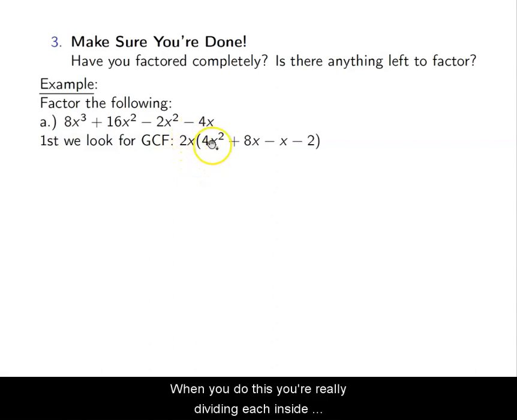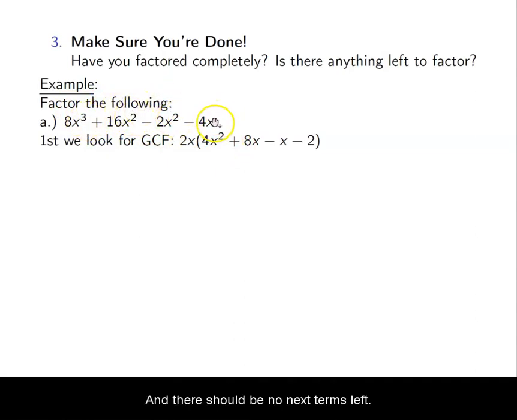When you do this, you're really dividing inside each of the terms by 2x. 8 divided by 2 gives us the 4. 16 divided by 2 is an 8. 2 divided by 2 is 1. 4 divided by 2 is 2. So the 2 is on the outside. If I'm dividing by an x, because that's what I'm pulling out, then it's just like when I have x cubed over x, I have 3 on top, 1 on bottom. 3 minus 1 is 2. I'm left with x squared. So I'm subtracting 1 from each of these exponents. This goes to 2, this goes to 1, 1, and there should be no x terms left over.